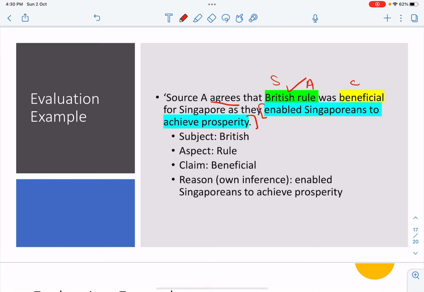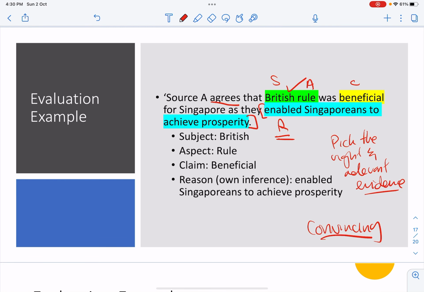And then, based on the source evidence, I must pick out the reason. In this case, my reason is here: enabled Singaporeans to achieve prosperity. Okay, my clear reason stated right here. Then I will explain this reason as much as possible in my own words in my explanation portion. And of course, I also need to pick the right and relevant evidence. And then I need to be very, very convincing in my explanation.